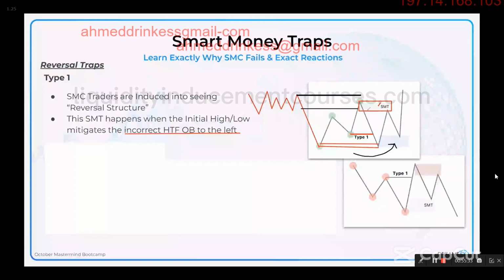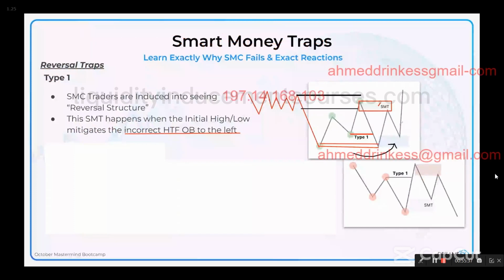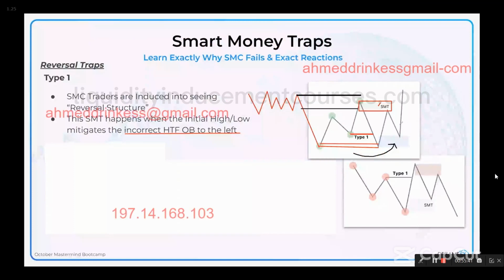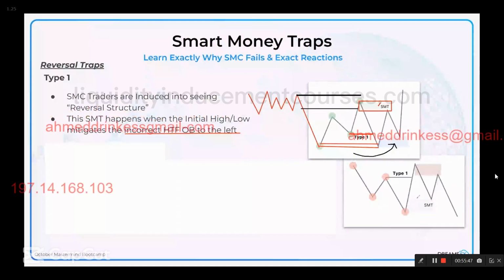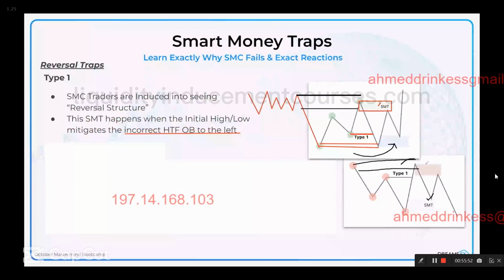This is what we consider order flow. Whenever you see an SMT get mitigated and price starts to react, you need to envision this. This is one of the most important things about smart money traps. When an SMT is mitigated, follow order flow in the opposite direction. So as soon as this SMT is mitigated, follow the bearish order flow.